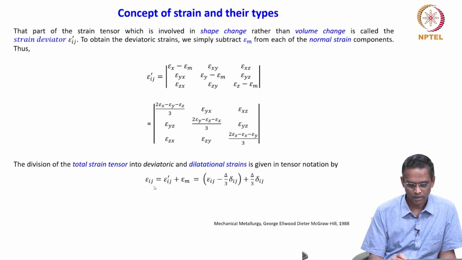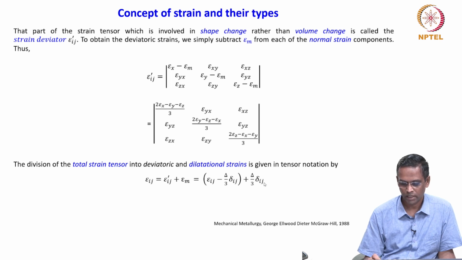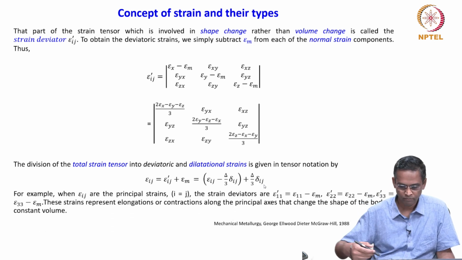So, epsilon ij is equal to epsilon ij prime plus epsilon m, which is equal to epsilon ij minus delta by 3 times delta ij plus delta by 3 times small delta ij. So, this is a tensorial notation.